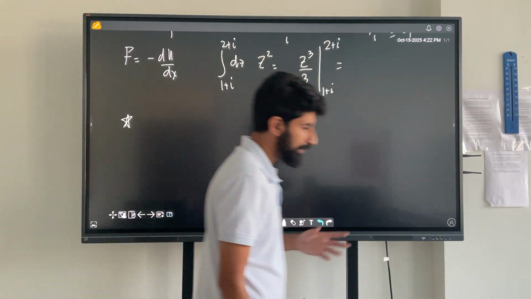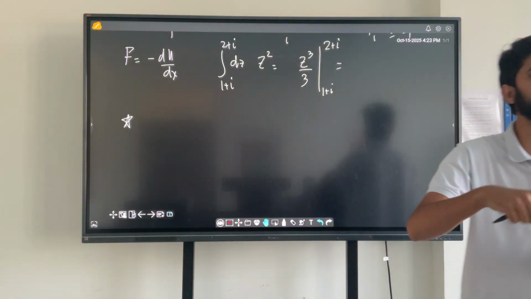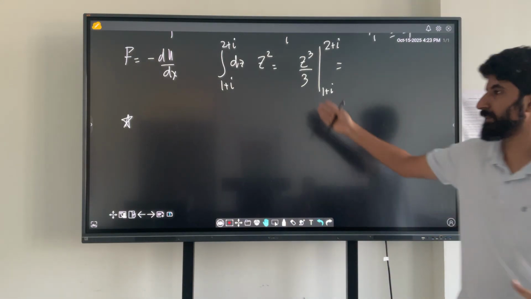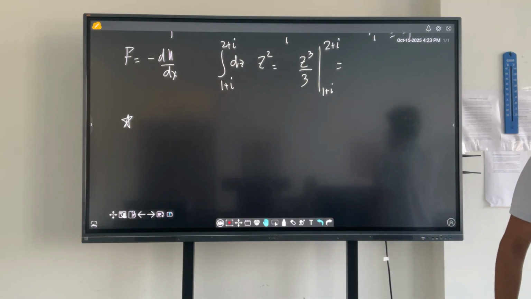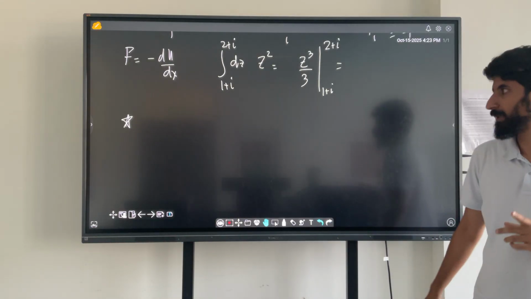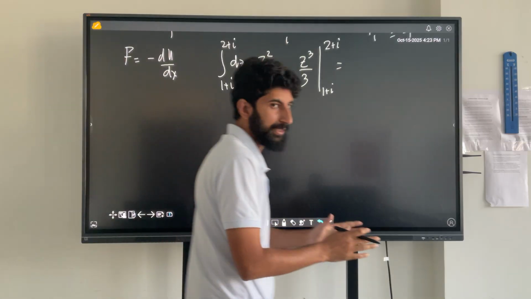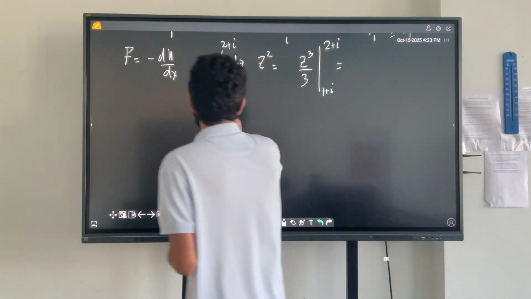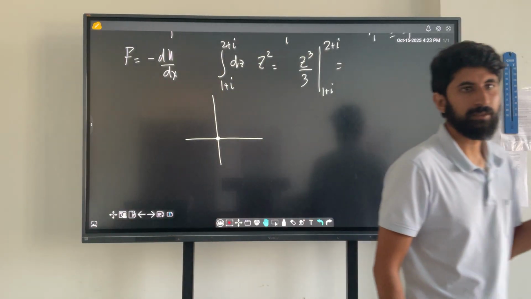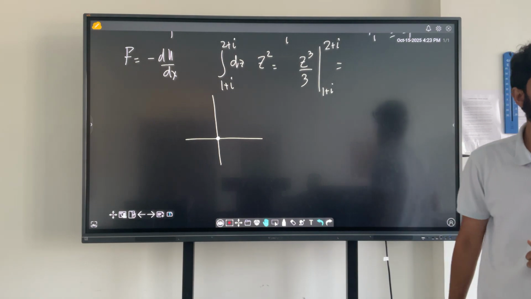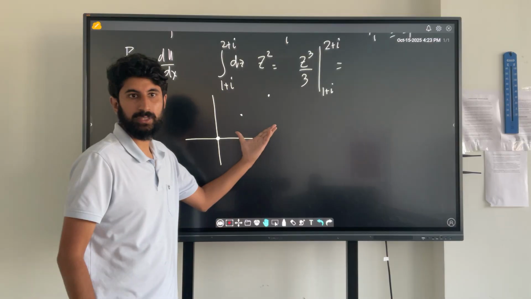Since we showed that if a function is analytic in a domain, and where should it be analytic? It should be analytic everywhere. But let's say I have a function which is not analytic, let's say at the origin. For some reason, we'll shortly learn for what reason. But let's say I'm just considering these two points.